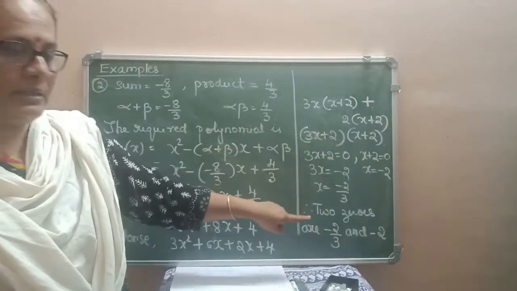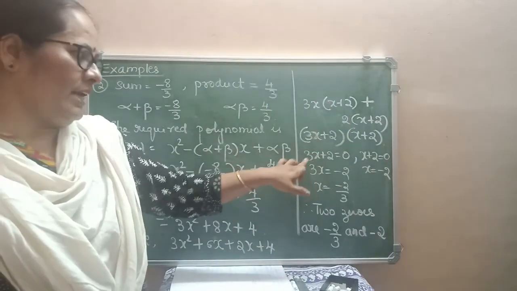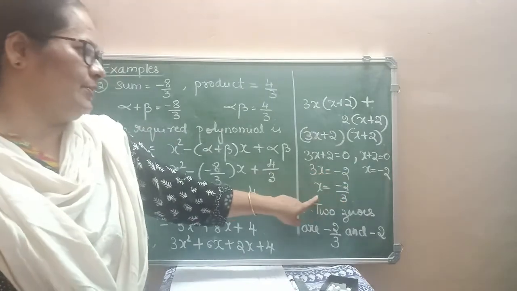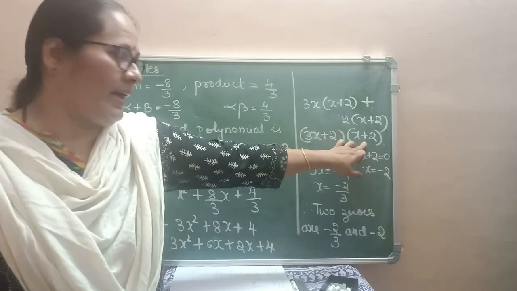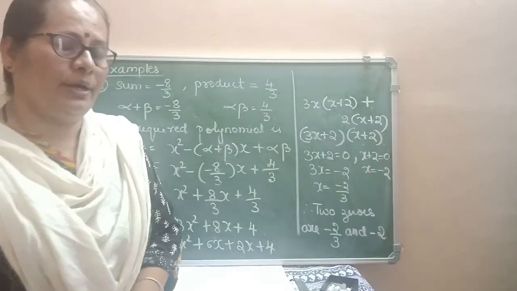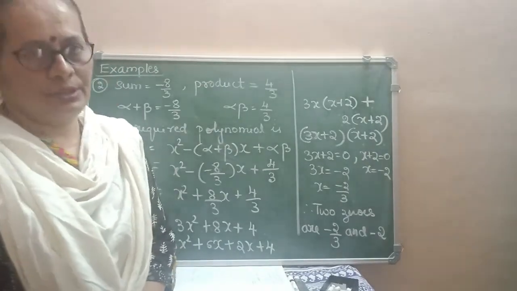Now find the zeros by equating it with 0. So 3x plus 2 equals 0. 3x equals minus 2. So x equals minus 2 by 3. Similarly, other factor x plus 2 equals 0, x equals minus 2. So the two zeros are minus 2 by 3 and minus 2.